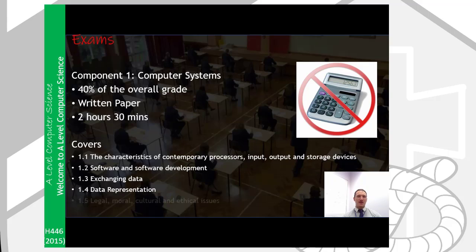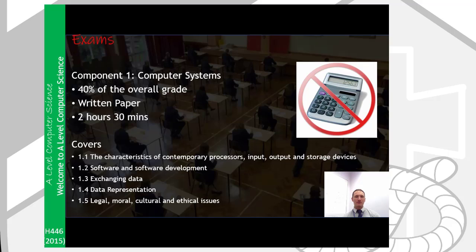This paper covers the characteristics of contemporary processors, input, output and storage devices. So mainly the intricacies of a PC, the hardware, CPU, etc. Software and software development: we're looking at the different system software that a PC will use, different applications that it will use, and then the software life cycle and such like.